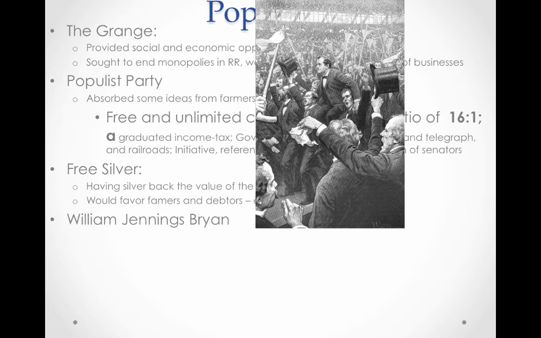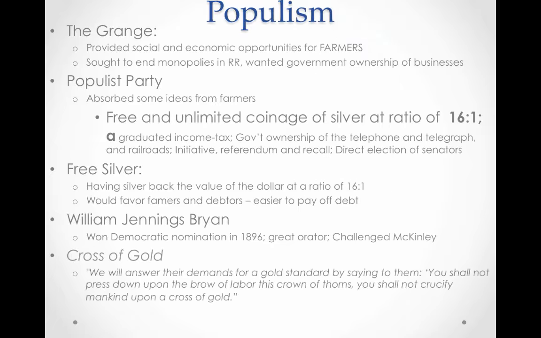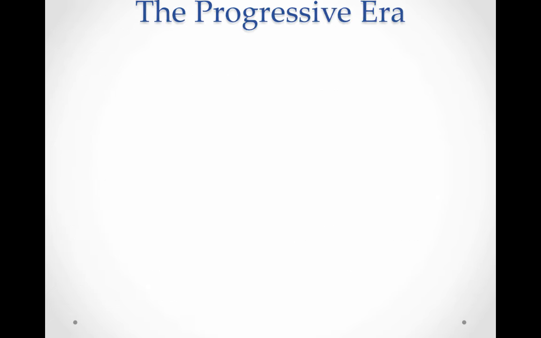So a person who really champions this cause is William Jennings Bryan. He is the youngest person to ever run for president at 36 years old. He won the Democratic nomination in 1896, and he was a great orator, a great speaker, and he ran against William McKinley. And he gave a famous Cross of Gold speech in which he's basically saying, hey, America, we need this introduction of silver to help out farmers.